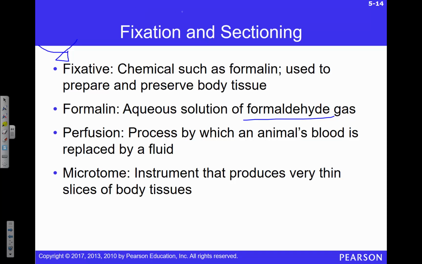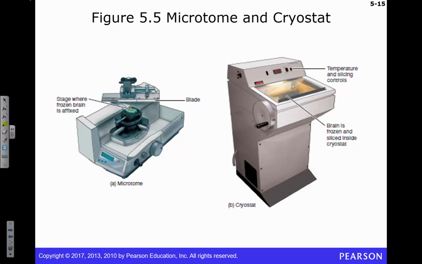So you want to make sure it's firm so you can cut it. So we're going to put it through this process called fixative. We're also going to cut this on a thing called a microtome. This is sort of what a microtome looks like here. It's kind of like a deli slicer, right?